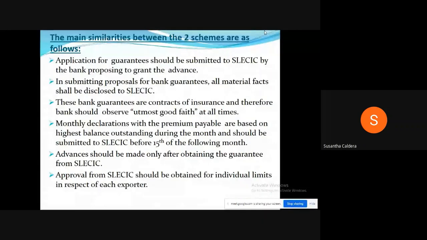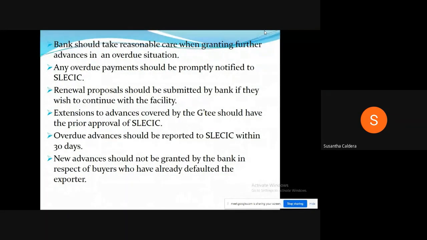Advances should be made only after obtaining approval from SLESIC for individual limits in respect of each export. Right? Banks should take reasonable care when granting further advances in an overdue situation. These are common things.